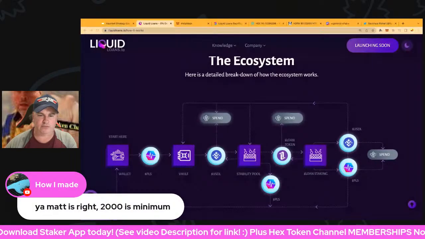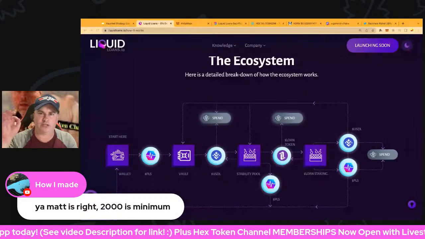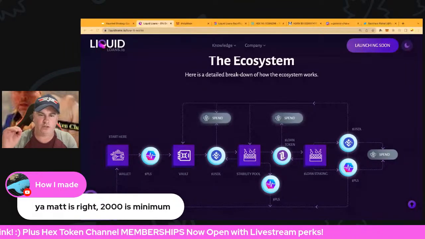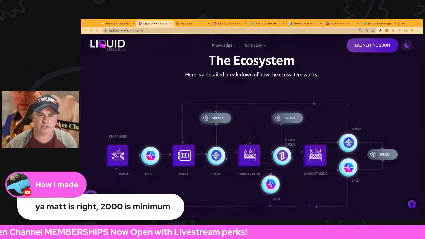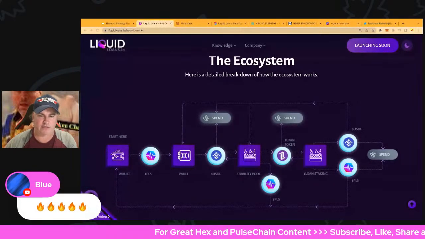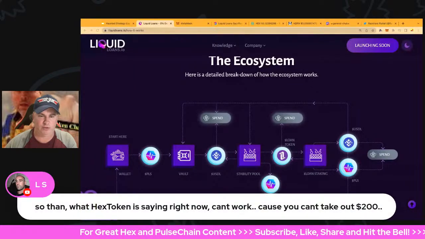Matt says, yeah, Matt is right, 2,000 minimum. Okay, if that is the case, folks, it is a $2,000 minimum to do a loan of borrowing. So you would need $20,000 if you're going to do a haunted strategy. I was not aware of that. Minimum loan is 2,000. Yeah, okay. So I've missed that point. That's a pretty important point. Thanks to the community for highlighting that.